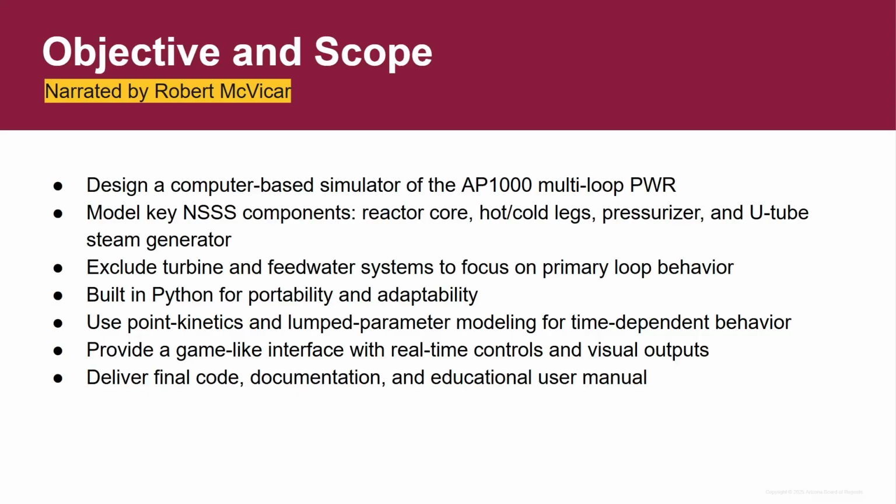Our project focuses on creating a computer-based simulator of the AP1000 reactor, modeled as a multi-loop pressurized water reactor. It captures the behavior of the primary system, things like the core, the hot and cold legs, the pressurizer, and the U-tube steam generator, while leaving out the turbine and feed water systems so we can focus on the reactor side. The simulator is built in Python for portability and uses analytical models such as point kinetics to represent time-dependent behavior. Users interact through a simple game-like interface that lets them adjust control rods and load demand while seeing real-time plots and visuals of how the system responds. The end goal is a technically accurate but accessible tool for nuclear education.